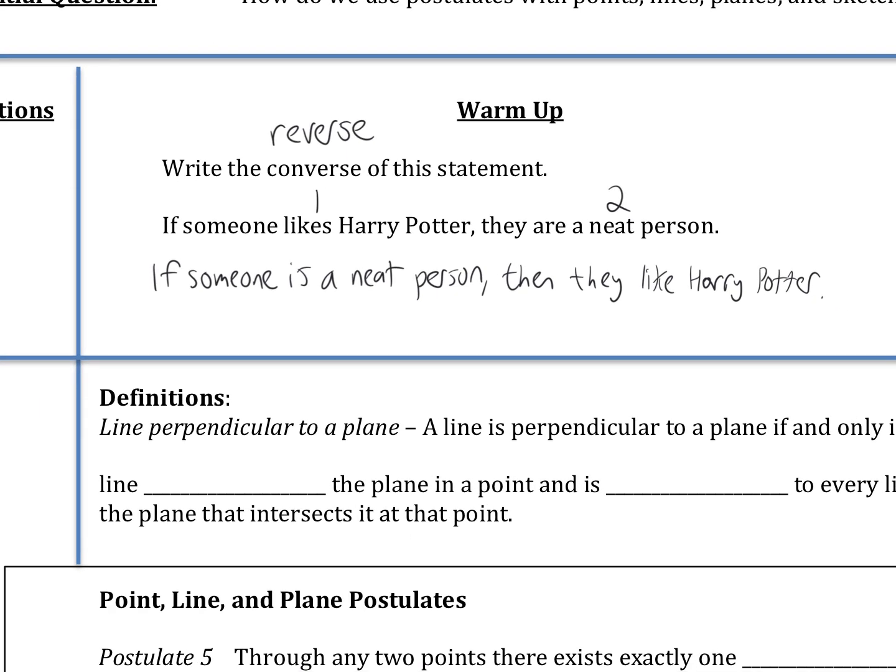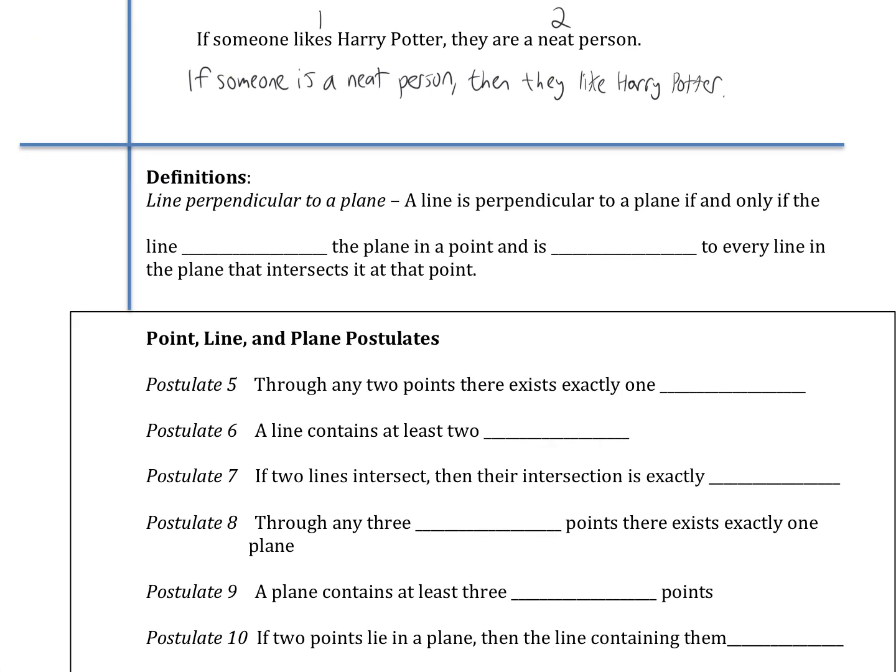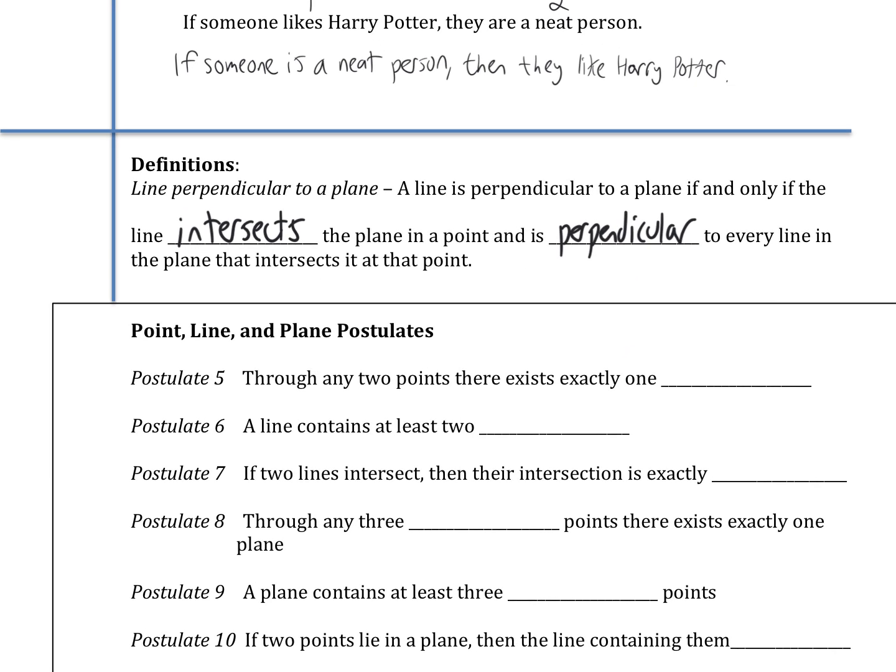But yeah. So, okay, let's get moving here. So definitions. A line perpendicular to a plane. A line is perpendicular to a plane if and only if the line intersects the plane at a point and is perpendicular to every line in the plane that intersects it at that point. Basically, the line is going to intersect the plane at a right angle. We'll put a right angle here. So that's basically all I need to know.